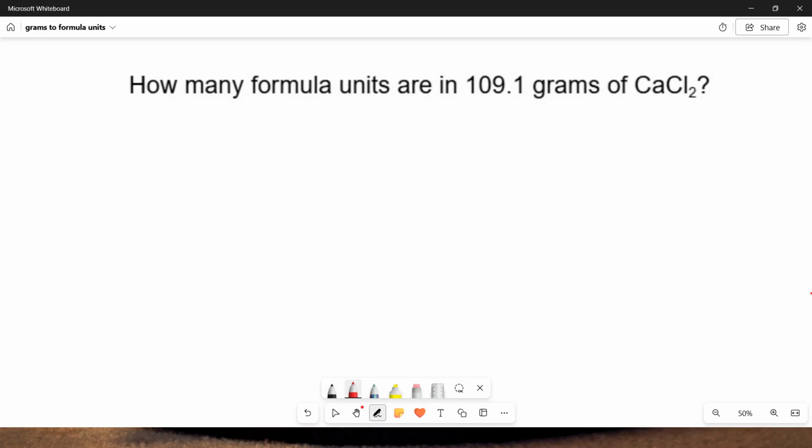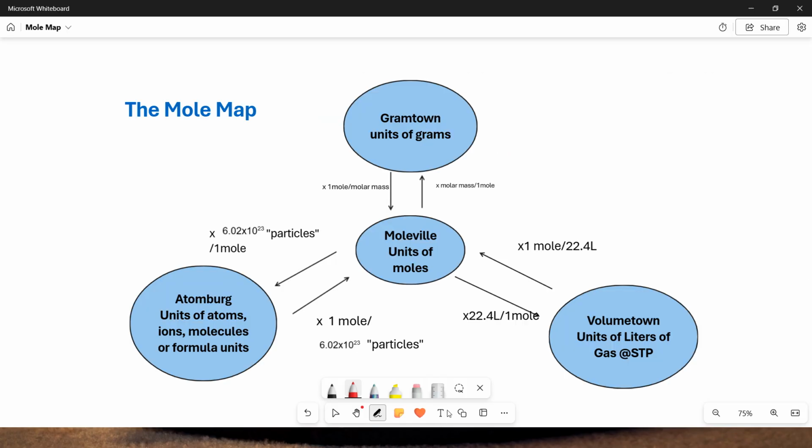We're going to do some examples in this video. We have a problem where we're to calculate the formula units, which is going to be Adamberg on my mole map. And I'll quickly show you that map here in a minute. I'm given 109.1 grams of calcium chloride, which is going to be Grahamtown on my map. So let's quickly glance at the map to see how we're going to set this problem up.